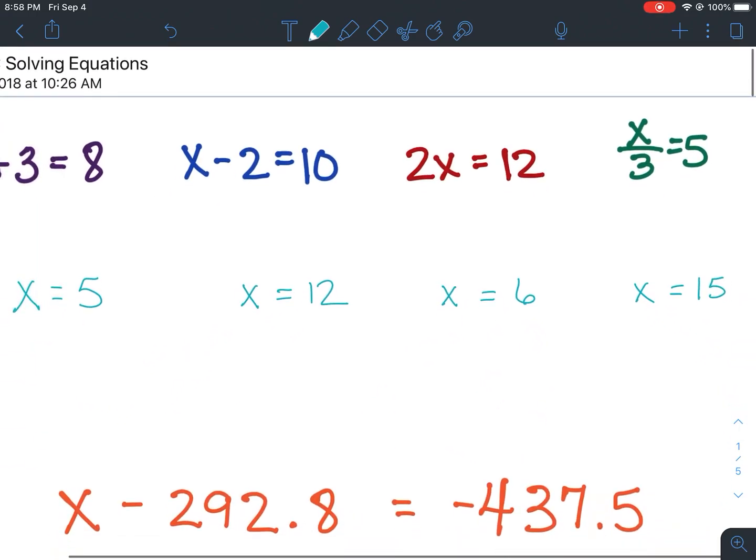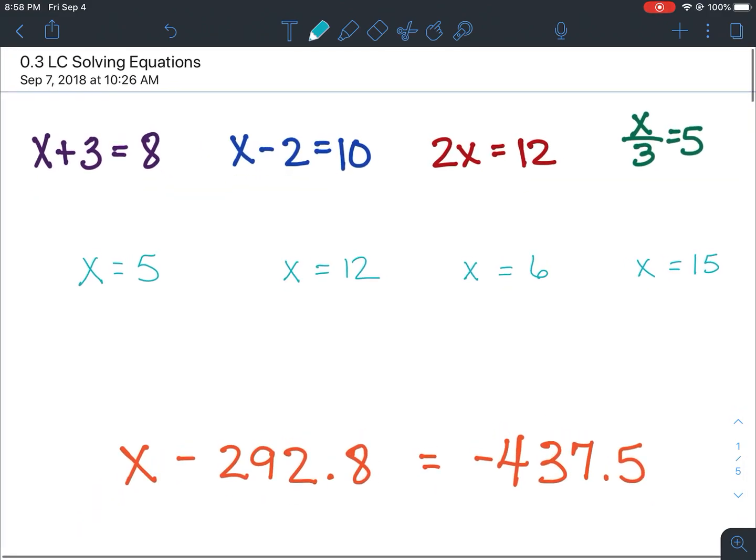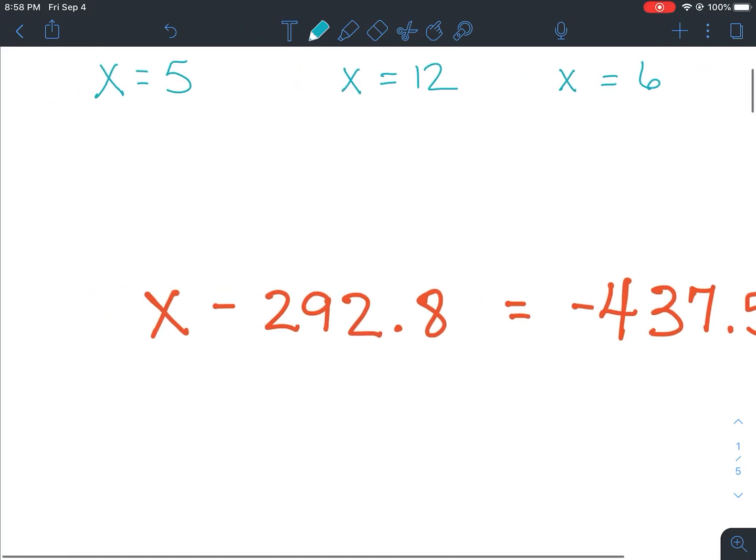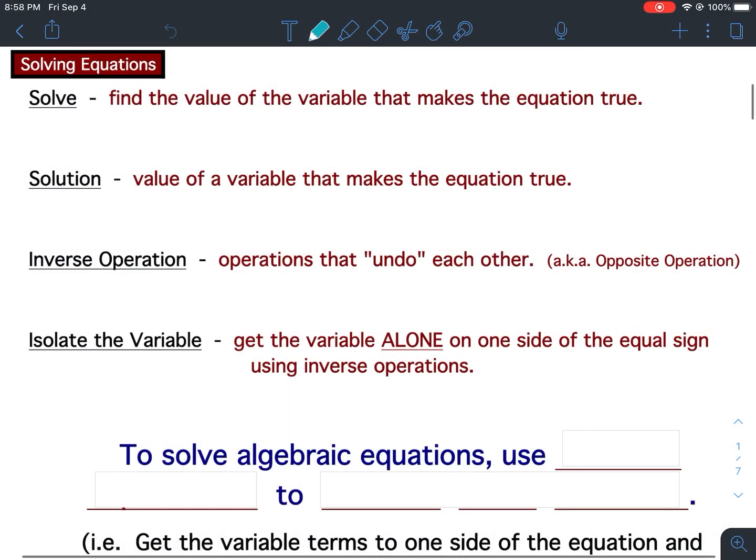Now, for each of these, we were able to use mental math. But if you look at this problem here, this one's not as easy to solve, or as quick, if we did it mentally. So we're going to learn a way to solve these equations, no matter what the numbers are, that makes it easy for us. Let's go back to the notes.